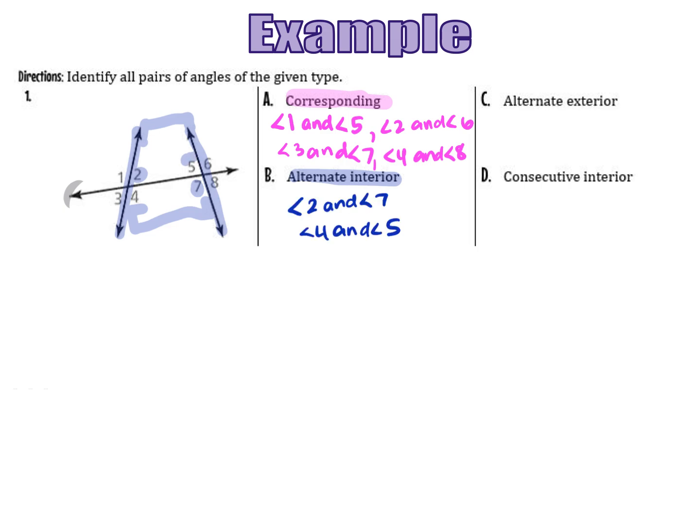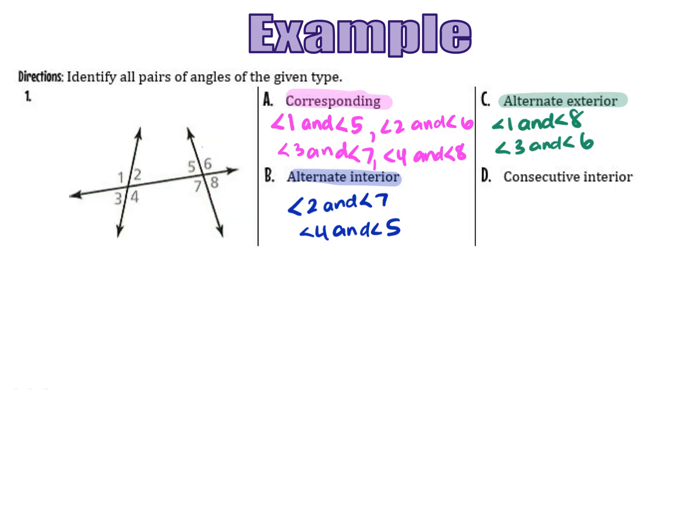Next, let's talk about alternate exterior angles. So I'm still looking at the same two lines that are being cut by this transversal, but now the exterior are all the angles that are on the outside, not inside those two lines. And alternating, meaning they're on opposite sides. So angle 1, who's on the opposite side, and on the exterior, that would be angle 8. And angle 3 would go with angle 6.